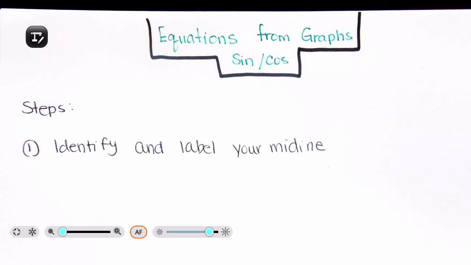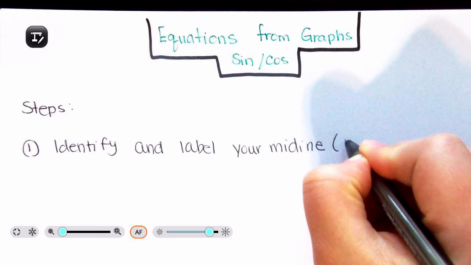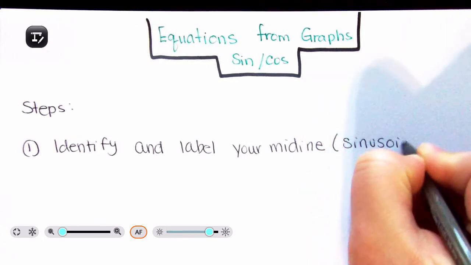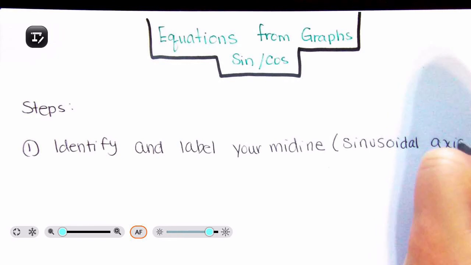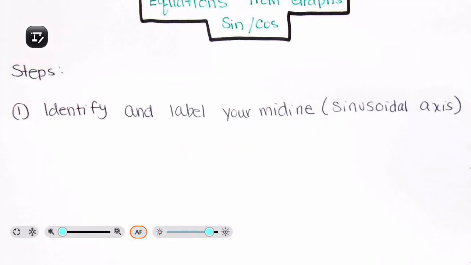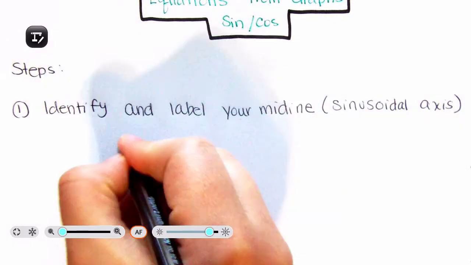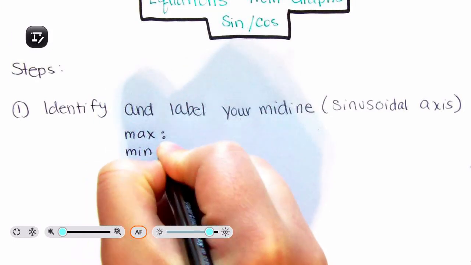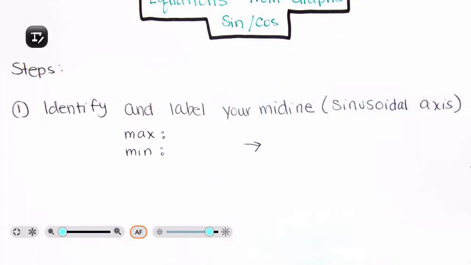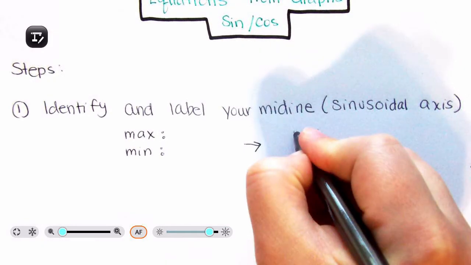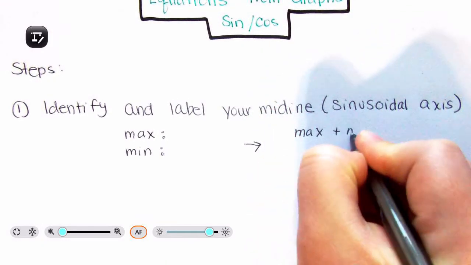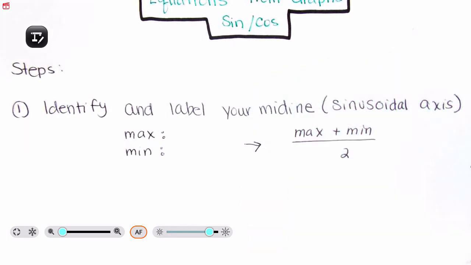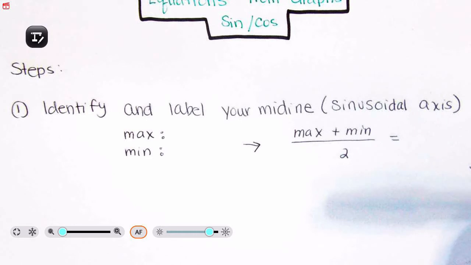Now, in our class, we do call it our midline. The notes that I'm looking at right now are calling it a sinusoidal axis. So I will write that in, but we're going to refer to it as our midline. Now, how do we identify or find your midline? Well, you're going to have your max and your min. So identify those first. And then you're going to add them and divide by 2. And that's going to give you your actual line.